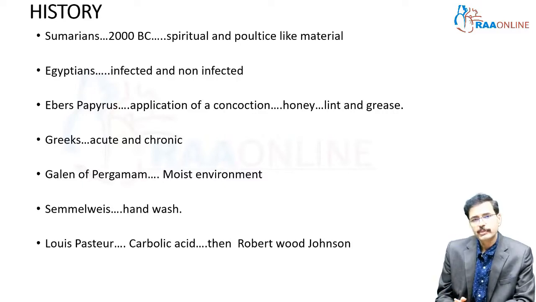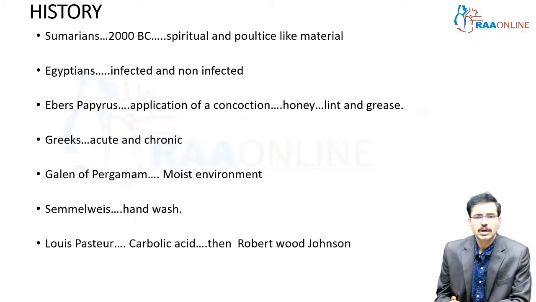The Egyptians were able to classify wounds into infected and non-infected. Ebers Papyrus was the first one who decided to apply a concoction, that's basically a mixture of honey, which was antiseptic, lint, which helped in creating a barrier, and grease. Greeks were the first to describe wounds and divide them into acute and chronic wounds. Galen of Pergamum was a Roman physician who used to handle wounds which were sustained by a lot of gladiators. So he found that creating a moist environment helped in the healing of wounds.